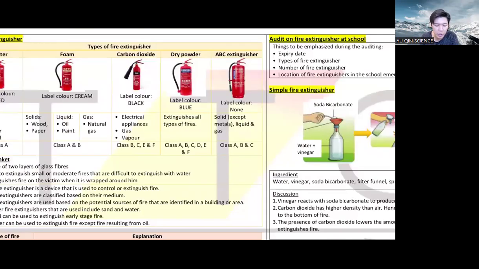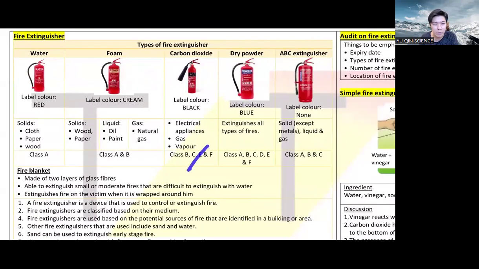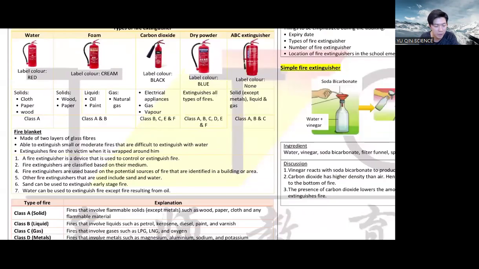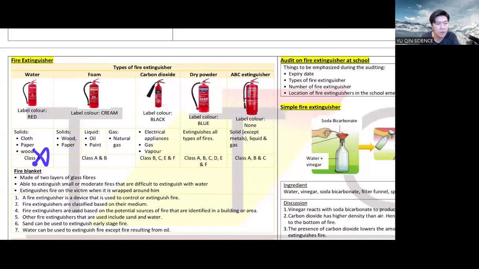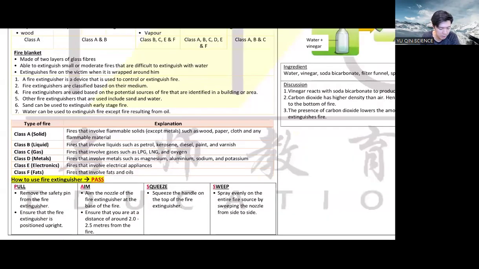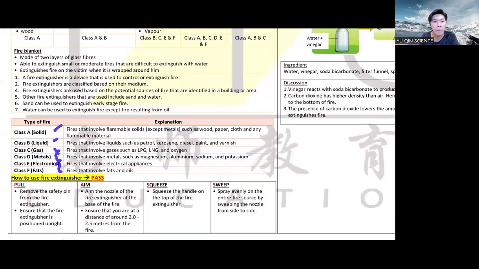Okay, so the general extinguishers that are good for everything are these three. Water and foam are quite useless ones. Water can only go for class A, which is solid stuff. All the rest, B, C, D, E, F, water extinguisher, no use. And then foam can only go for A and B. C, D, E, F also cannot.